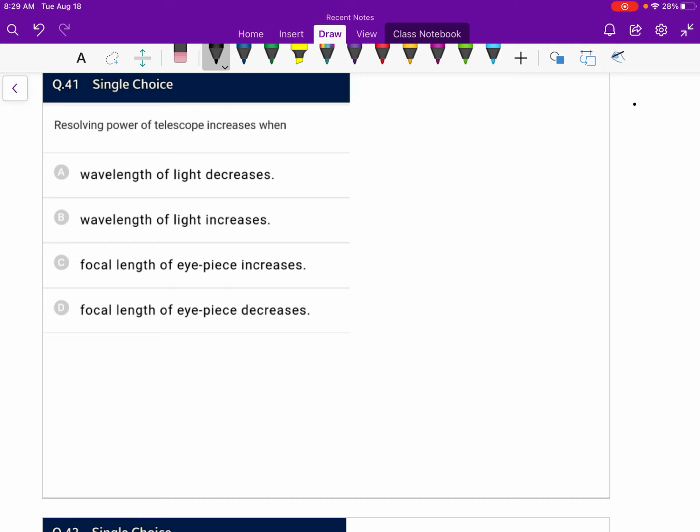Resolving power of telescope. See, 1.22 lambda by d is the limit of resolution. So resolving power is d upon 1.22 lambda, proportional to 1 upon lambda. So resolving power will increase as lambda is decreased, that is, if the wavelength of light is decreased. A.